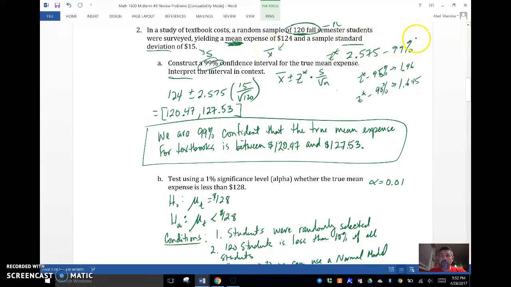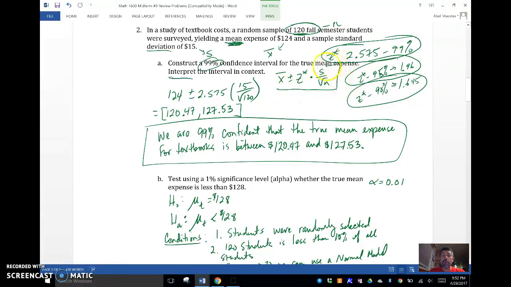Now, the Z star for 99% confidence is 2.575. The Z star for 95% confidence is 1.96. And the Z star for 90% confidence is 1.645. The reason I have Z stars labeled here is because I know that a Z star is what I'm going to use because my sample size is large. I have 120 students. That's a large sample size, which means I'm going to use the large sample inference procedure for means. So I'm looking to construct a 99% confidence interval.